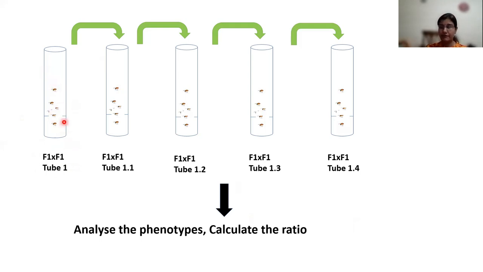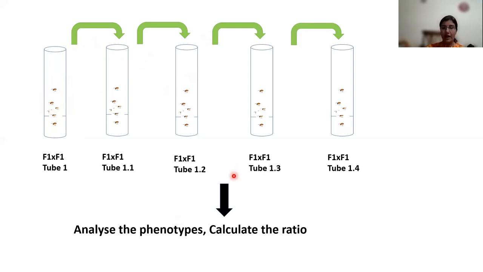We are going to take 6 females versus 4 males. We do not want overcrowding in our tubes, so we take 6 females and 4 males per tube. We can set up multiple crosses for F1 selfing, or we can also transfer the F1 parents into different tubes, similar to what we did for the P1 into P2 case.